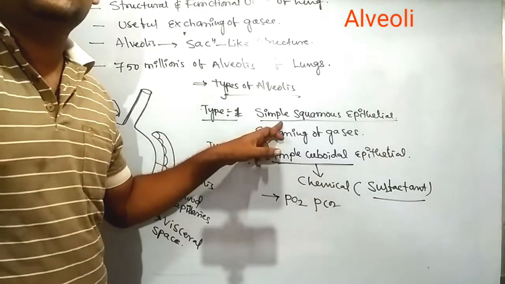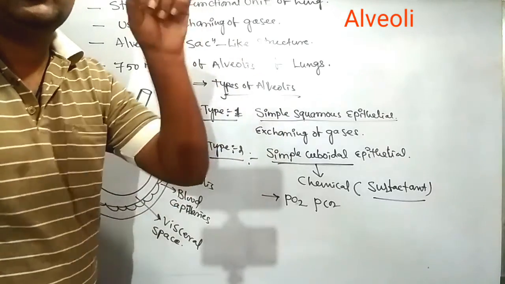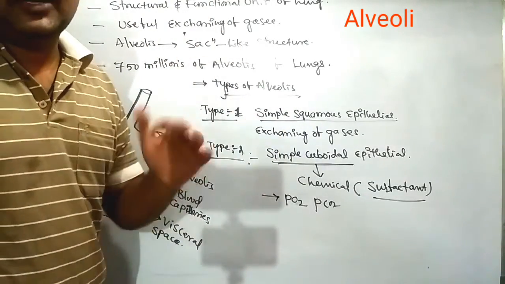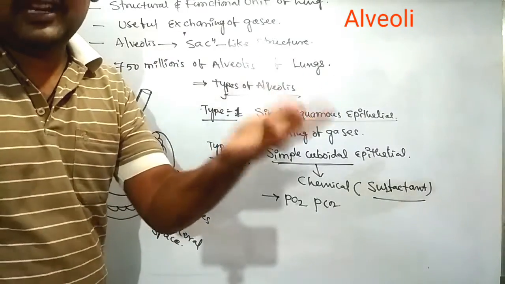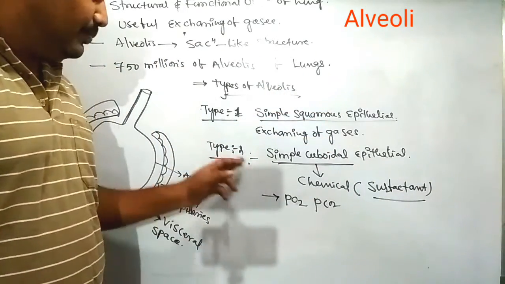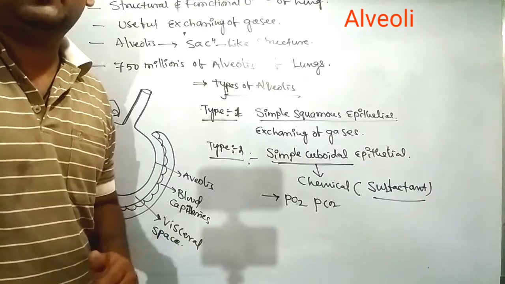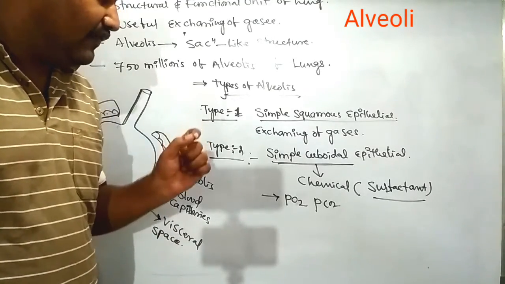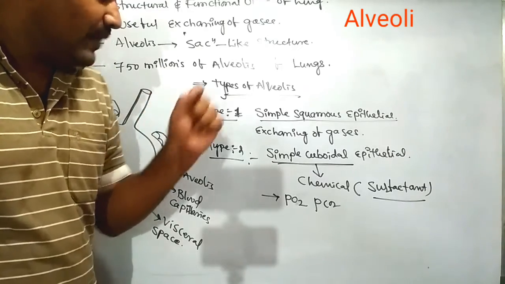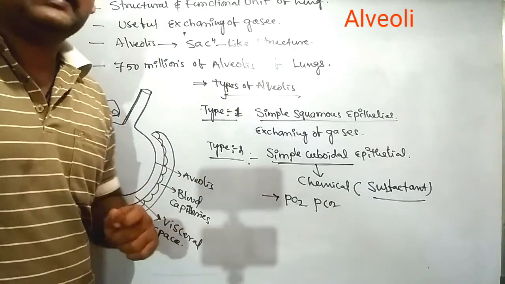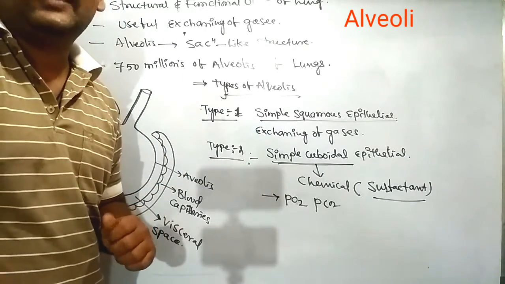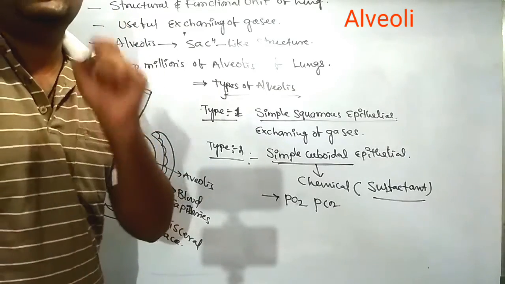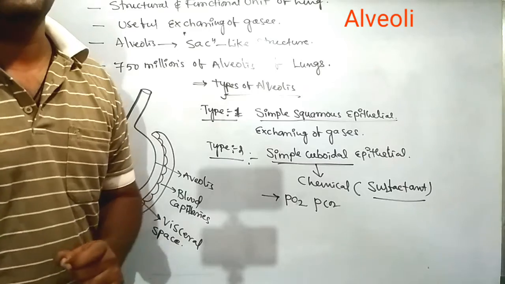Type 1 is made up of simple squamous epithelial membrane. It is only useful for diffusion, the exchange of gases from the lung to the blood vessel. Type 2 is made up of simple cuboidal epithelial membrane. These secrete a chemical substance known as surfactant factor, which is majorly useful for controlling pH between the blood and the alveolar region.